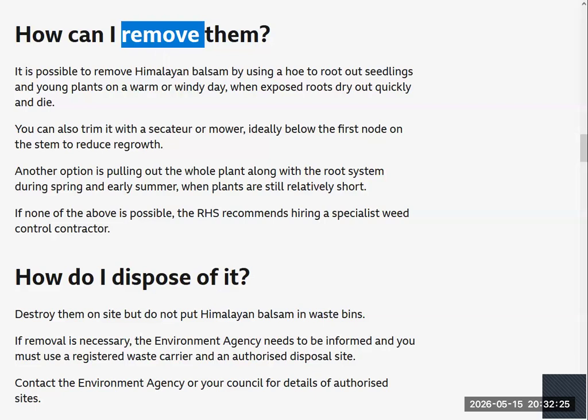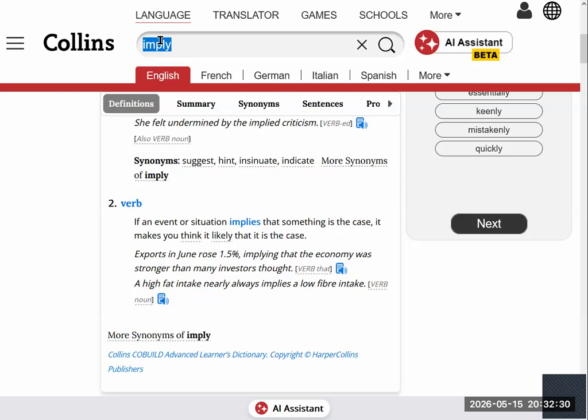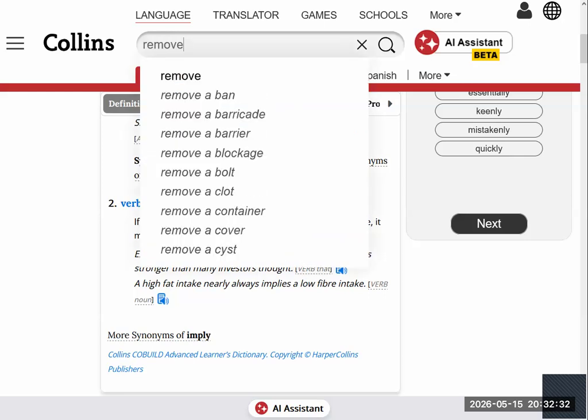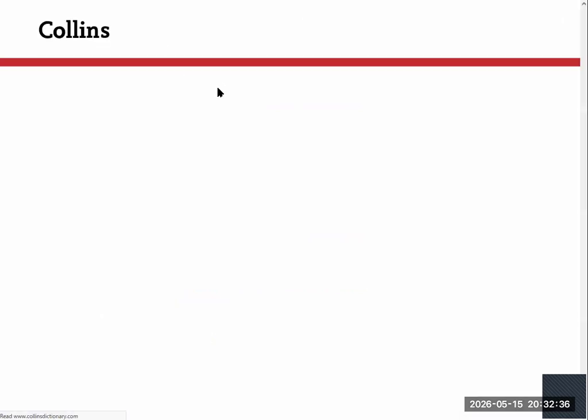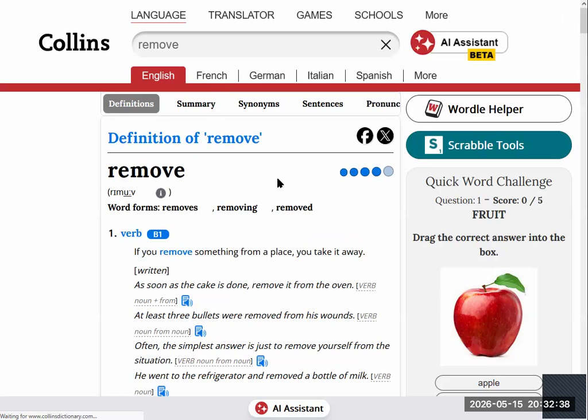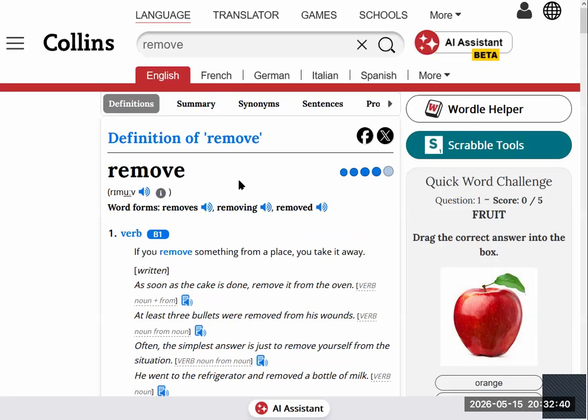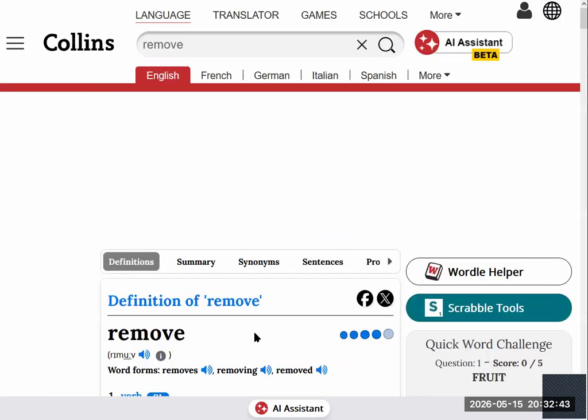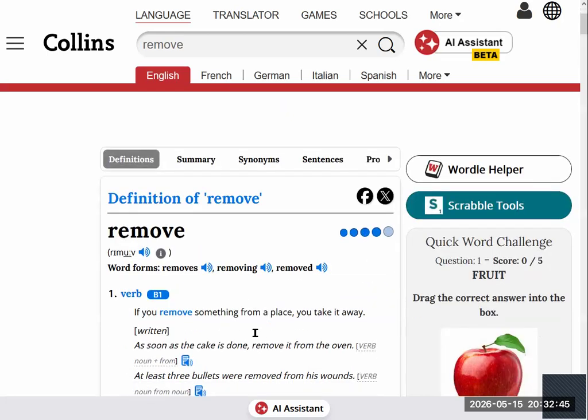Remove. Yeah, that sounds pretty good. Remove, and again, remove. Yeah, that's it. That's definitely it. It's so difficult to say it for me. Remove. I know, I know.